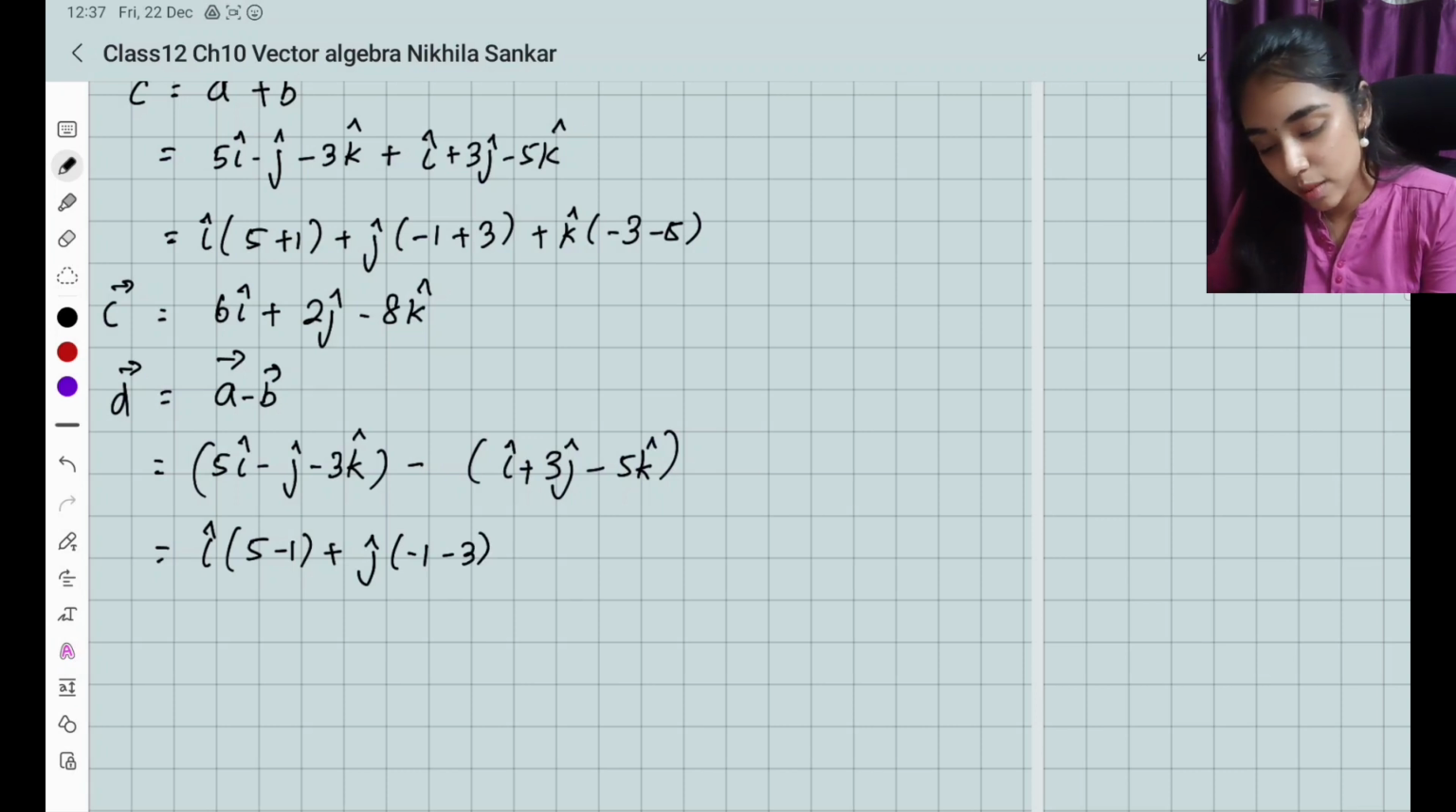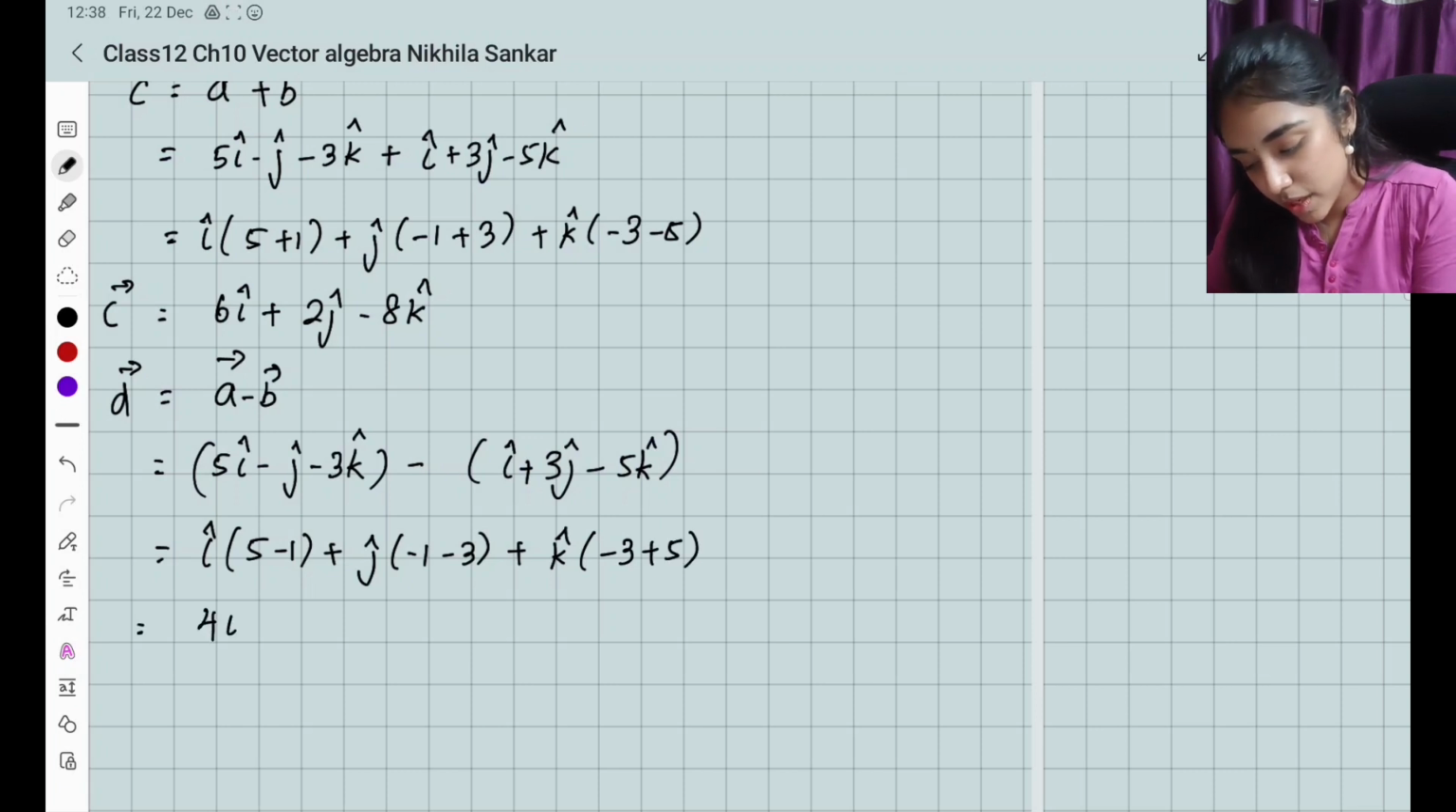ஏனா minus இருக்கு ஞாபகம் வச்சுக்கோங்க. minus 1 minus 3 plus k times minus 3 plus 5. So this in the end is going to be 4 i cap minus 4 j cap plus 2 k cap. So this is going to be my vector D.